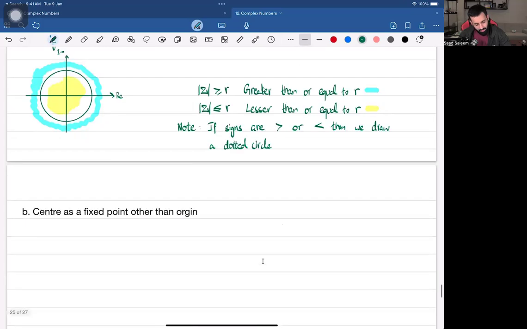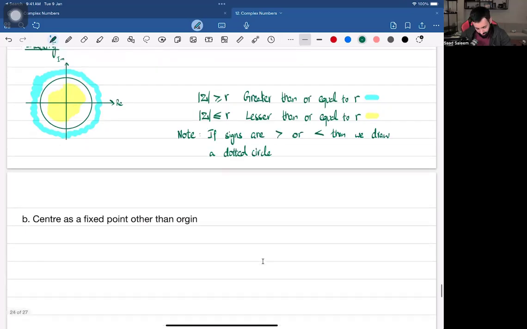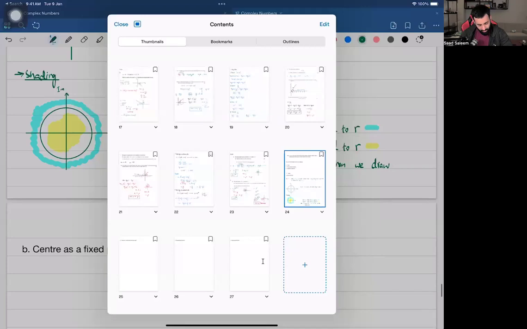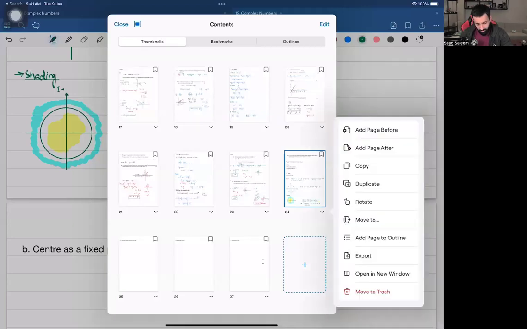Now let's do some example questions before we do the next possibility. We're going to do some very basic questions from the book. Let's see what the deal is. I've taken out some questions.